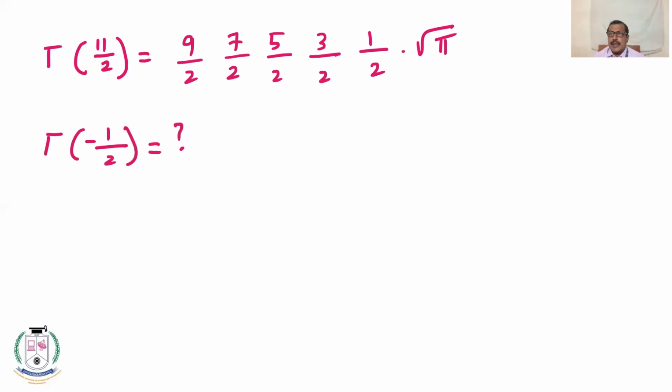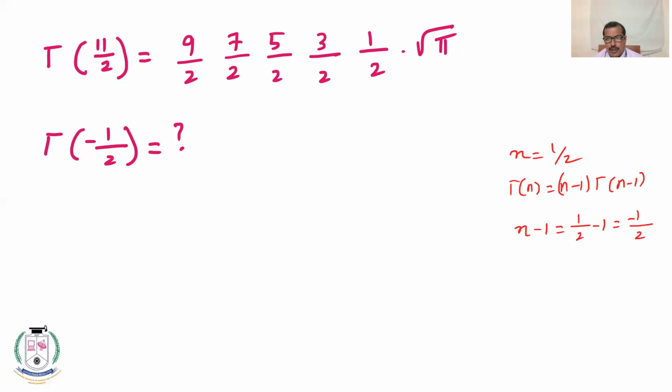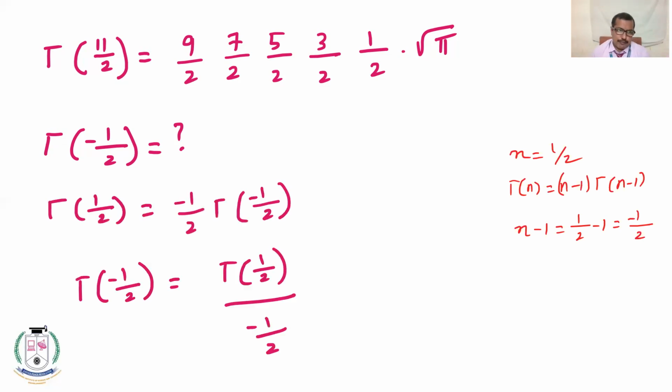Next, we will proceed for negative odd integers in the numerator. To start with, gamma of minus 1 by 2. Again, we use the same rule, but this time we take n as half. In gamma of n is equal to n minus 1 gamma of n minus 1, we get gamma of half is equal to minus half gamma of minus half, from which we will get gamma of minus half is equal to gamma of half divided by minus 1 by 2, which is going to give us a pattern in the denominator on the right hand side, with numerator being gamma of half always.